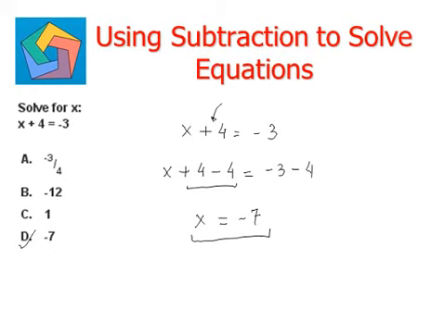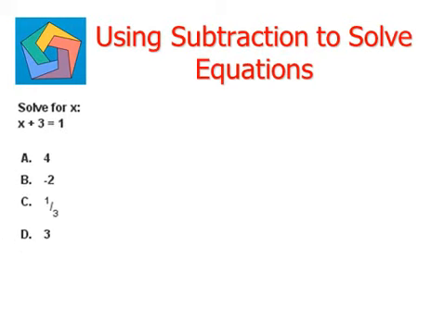Let's try another example. Solve for x, and we're given x plus 3 equals 1. Now in order to find out the value of x, we need to isolate x, which means we have to remove this plus 3. A positive 3 can be removed by subtracting 3 from both sides of the equation. Now this positive 3 and negative 3 becomes 0.